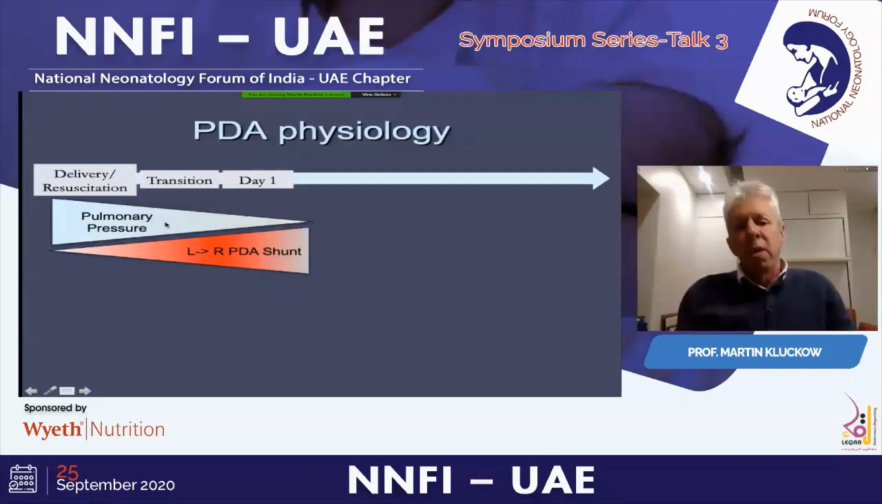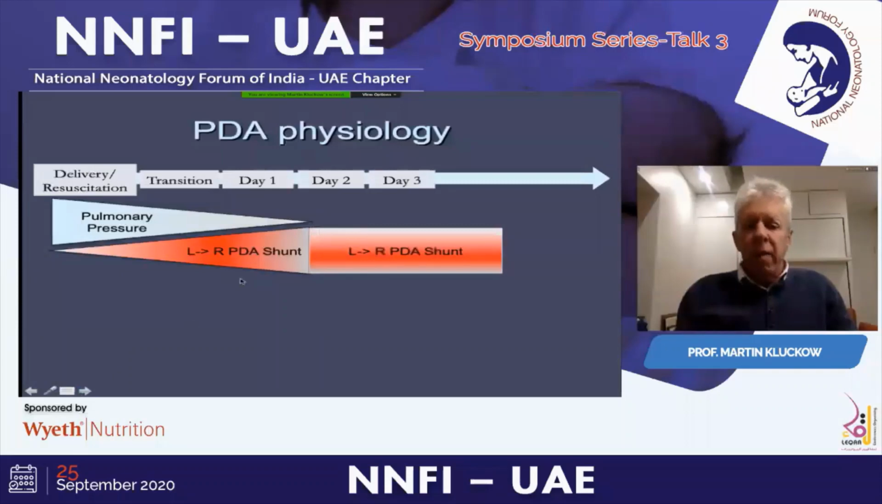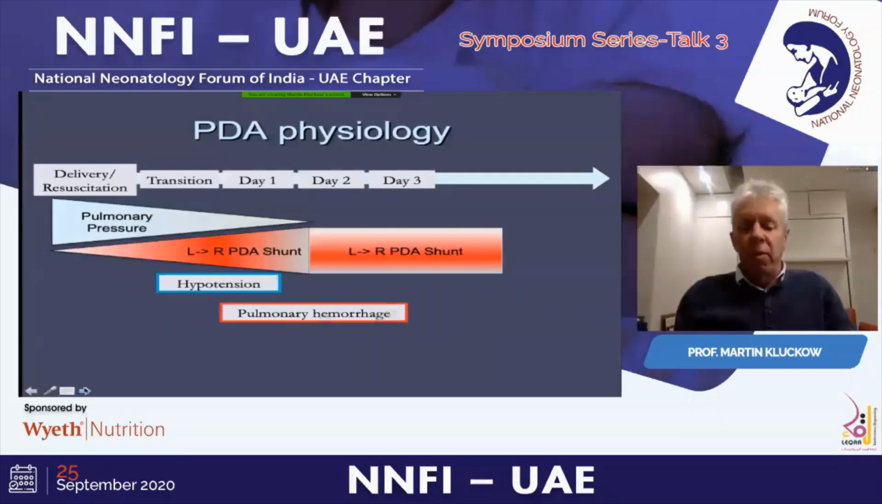And it depends a little on how quickly this pulmonary pressure drops as to how quickly this shunt will develop. As the shunt develops over time, in some babies there will be increasing left to right PDA shunt because the PDA fails to constrict and close in these first few days. And that again provides the opportunity for systemic to pulmonary shunt. That can result in some of the effects we see early on, which we may ascribe to the open PDA and the left to right shunt: hypotension, pulmonary hemorrhage, and intraventricular hemorrhage.